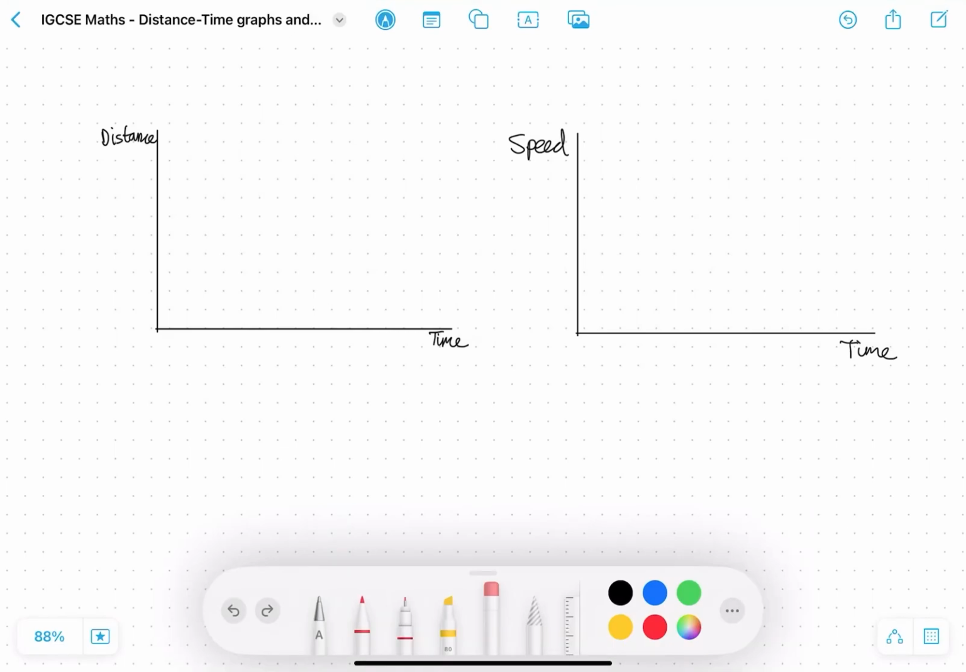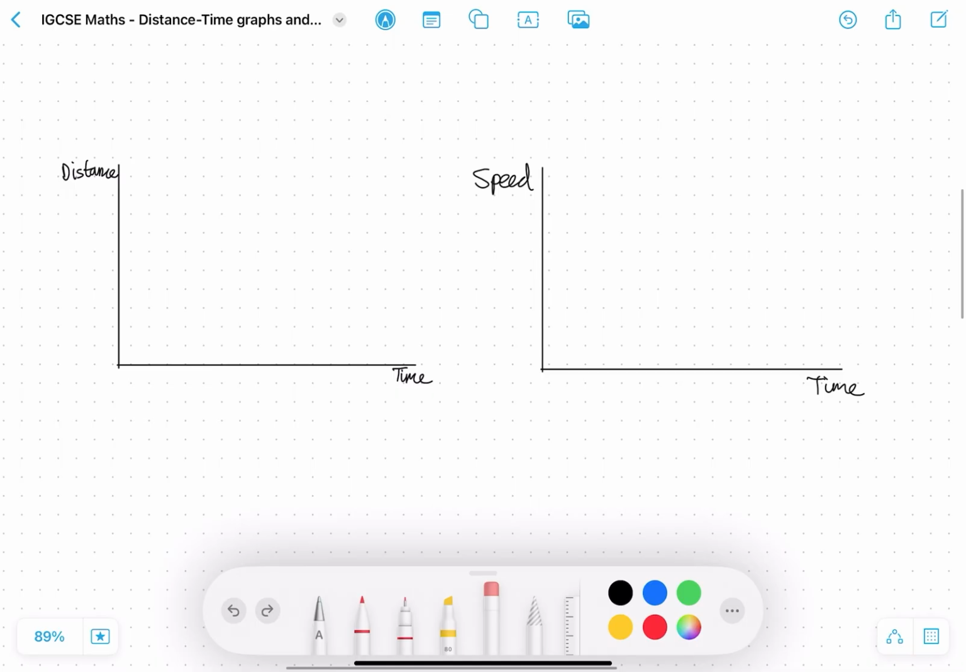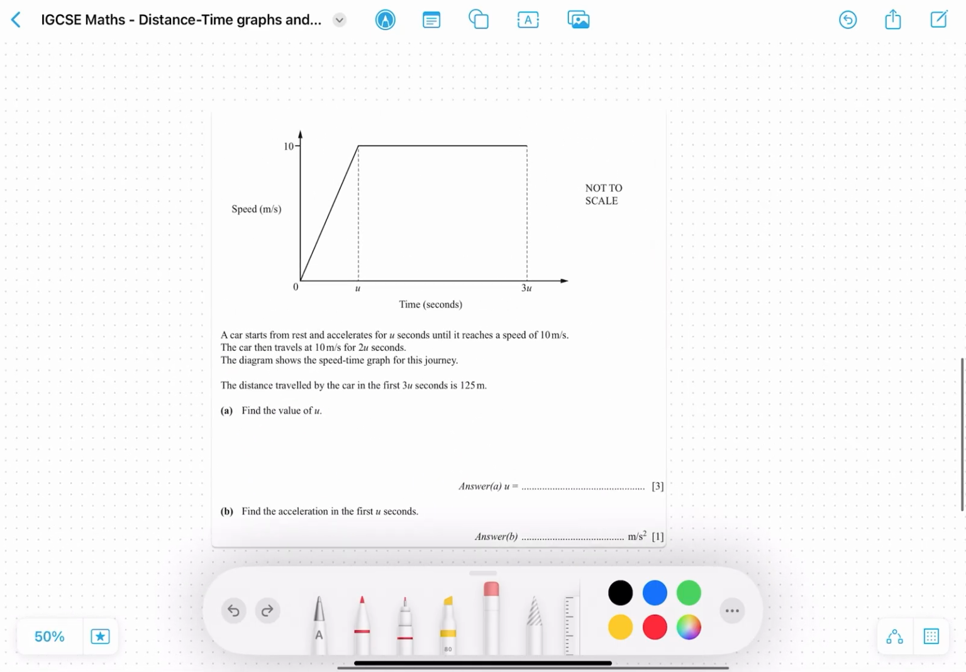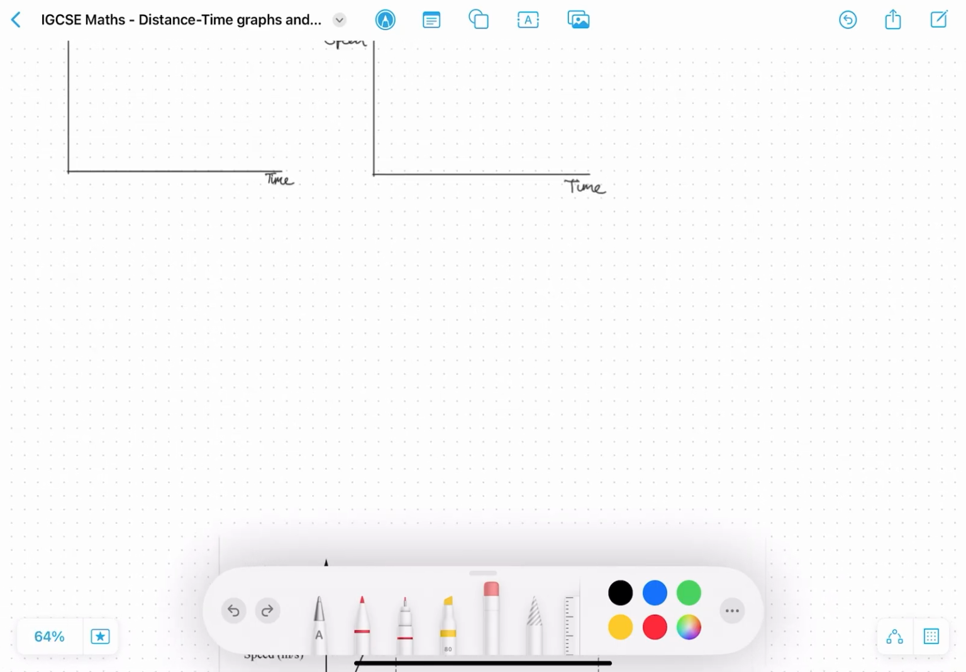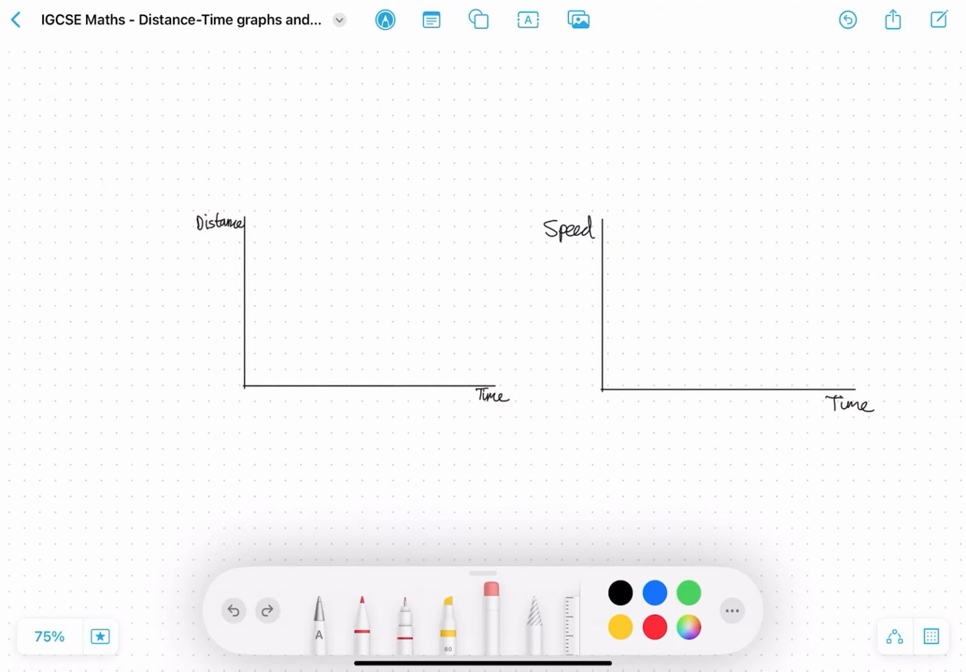Hello everyone. So by request, I'm making this video on distance time graphs and speed time graphs. First we'll have a look at the theory before doing a past paper question at the end. In these kinds of graphs, we have time on the x-axis and distance or speed on the y-axis.